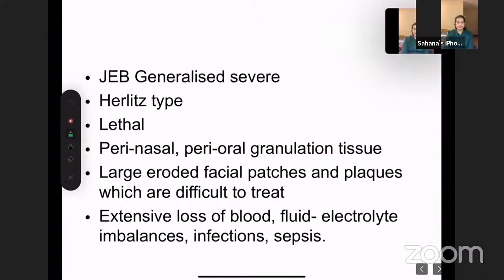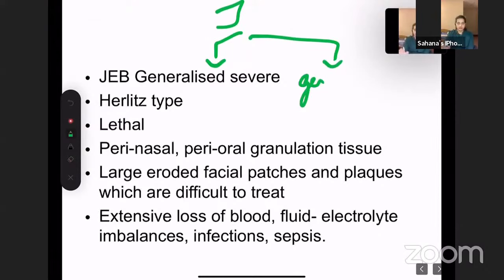Again, there are two types of junctional EB. I know this must be very exhausting, but it's important that we know the two types. Let's just remember that junctional EB has generalized severe and generalized intermediate. So these are the two types.